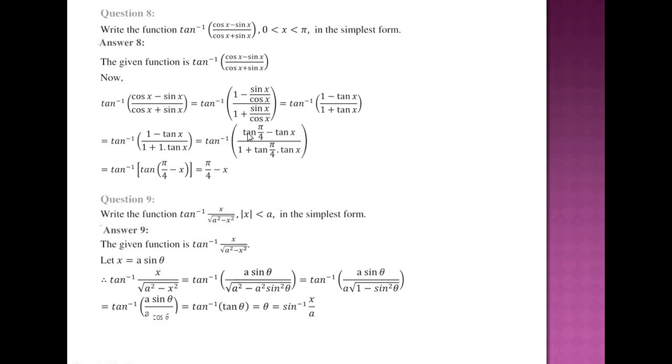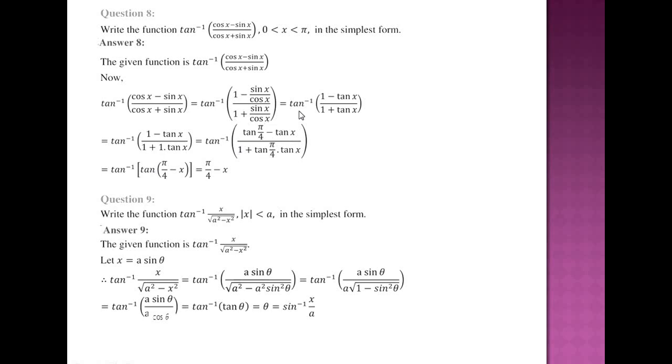So you have a very famous formula, tan inverse of (x minus y) upon (1 plus xy). It is nothing but the formula of tan (pi by 4 minus x). You remember the formula of tan (a minus b): tan a minus tan b upon 1 plus tan a tan b. The same formula has been converted and is being written in this form. Here your a is pi by 4 and b is your x.